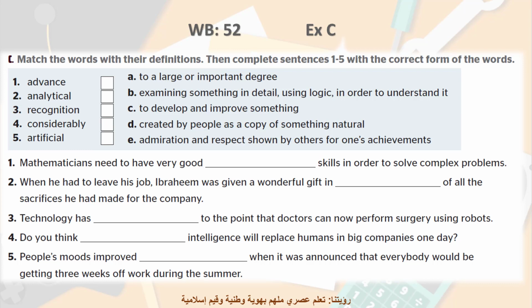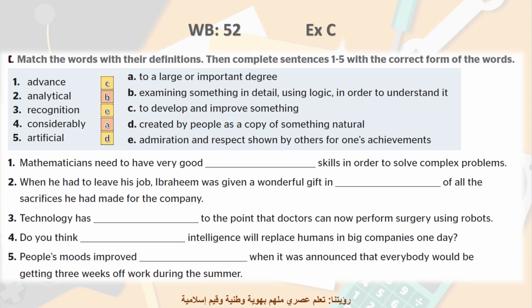Here are the answers. Number 1, advance. Yes. C, to develop and improve something. Number 2, analytical. Yes. B, examining something in detail, using logic in order to understand it. Number 3, recognition. Yes. E, admiration and respect shown by others for one's achievements. Number 4, considerably. Yes. A, to a large or important degree. And finally, number 5, artificial, is D, created by people as a copy of something natural.